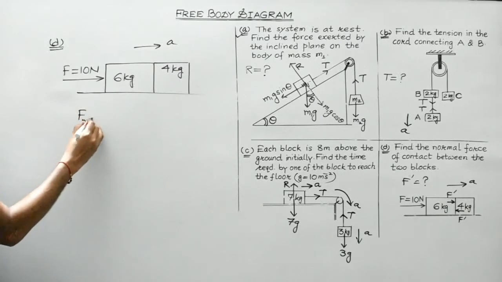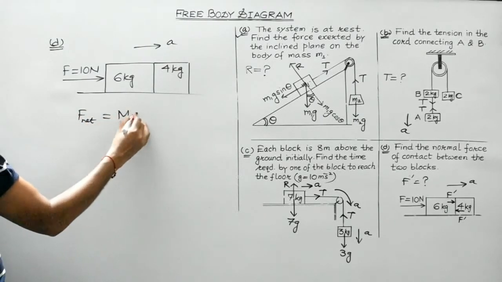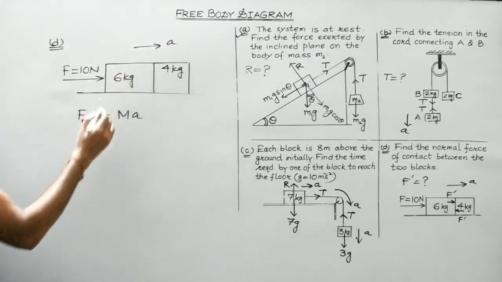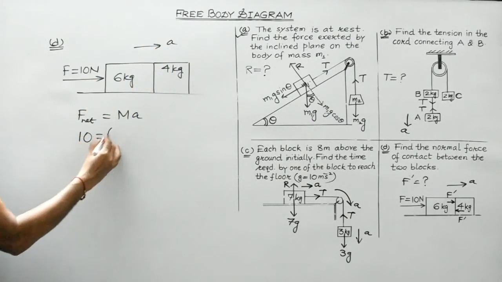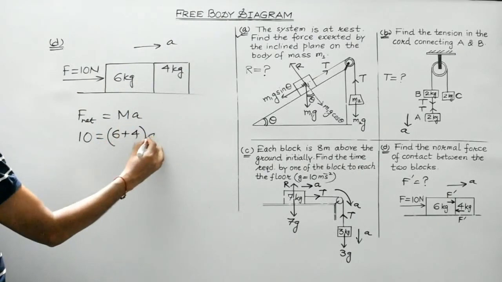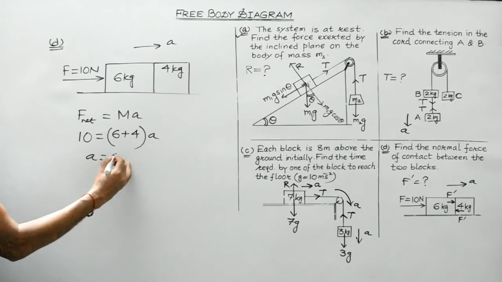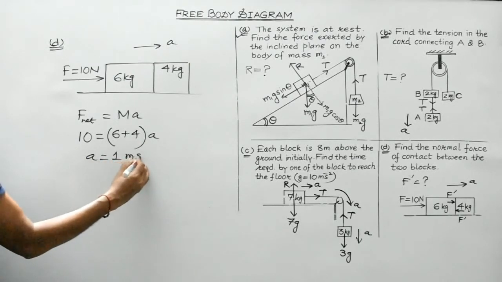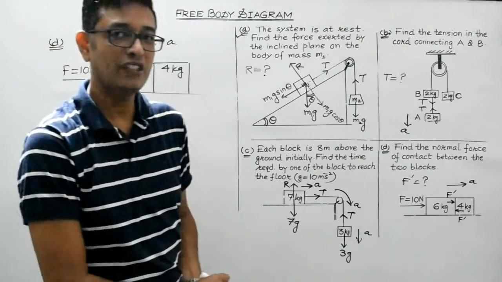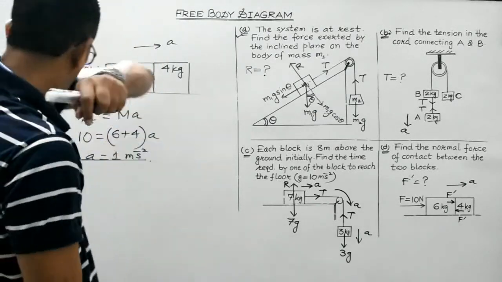Net force is equal to mass into acceleration. Net force acting on the system as a whole is 10. What is the mass of the system? It is 6 plus 4, times acceleration. So A would be equal to 1 meter per second square. So students, this will be the acceleration of each of the two bodies, right?